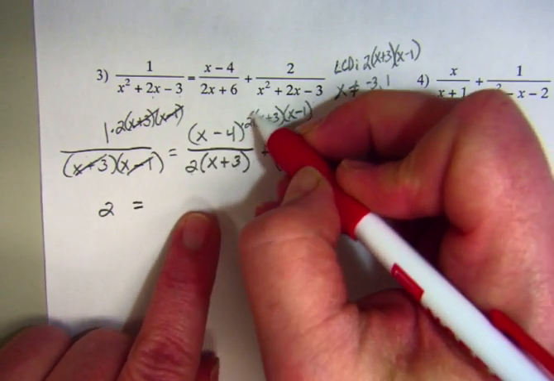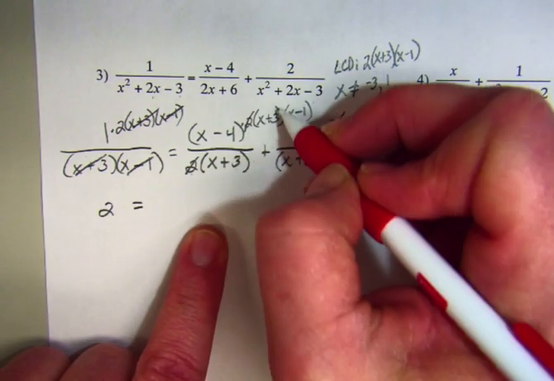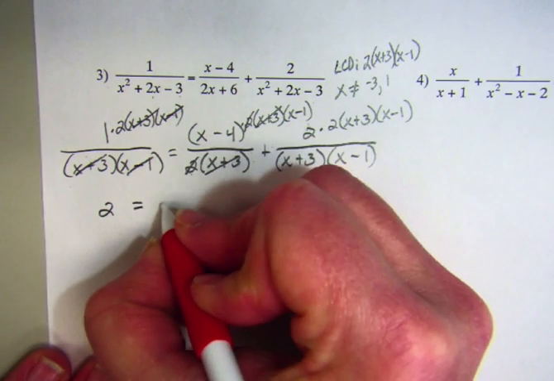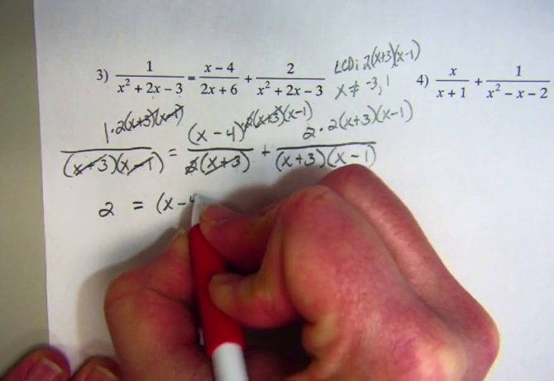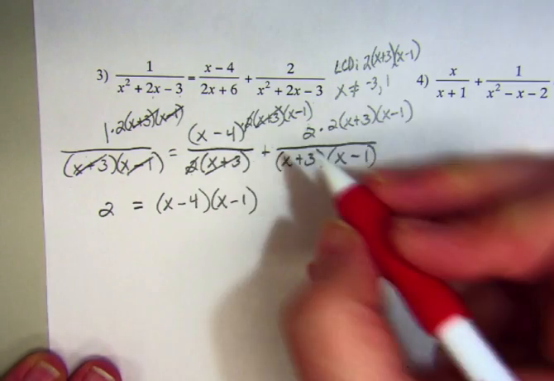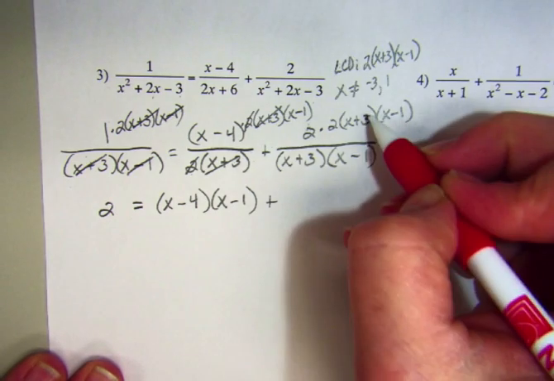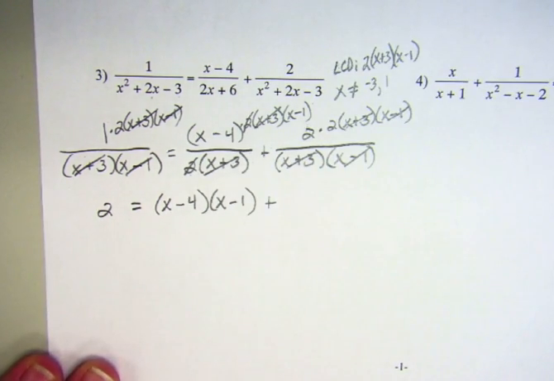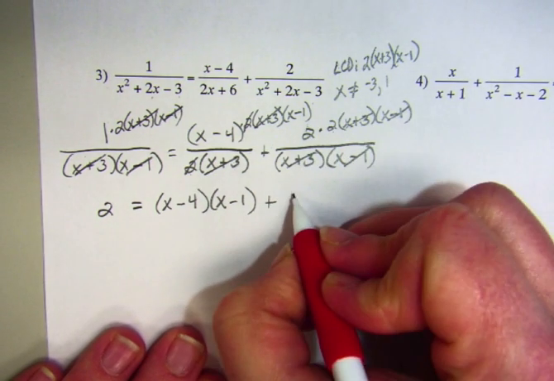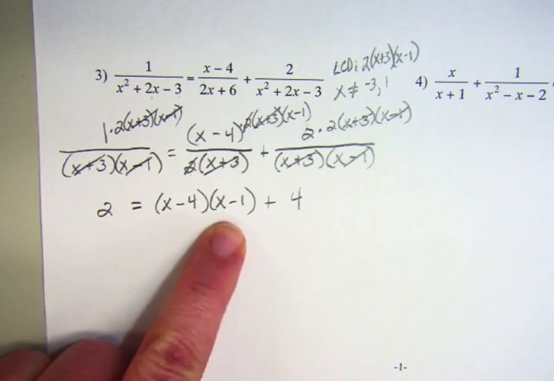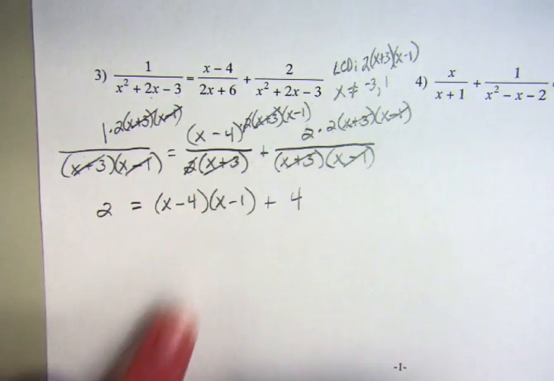Let's see, my 2 cancels out, my x plus 3's cancel out, and I am left with, oh dear, x minus 4 times x minus 1. And then over here, my x plus 3's cancel out and my x minus 1's cancel out. And I am left with 2 times 2, which is 4. All right, now I need to distribute this out.